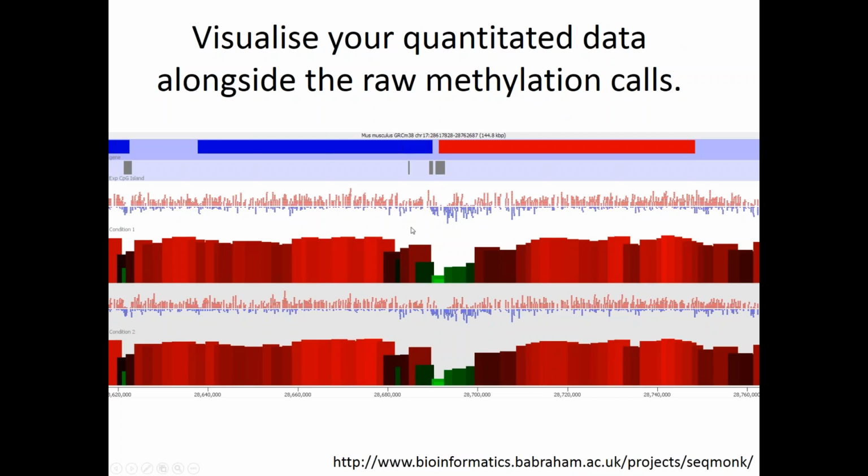So the thing that you should do then is, having quantitated your data, you want to view that alongside the raw data. Okay, so again, if you look at this view, the top part of each of the tracks here are the methylation calls. So remember, the red ones are the methylated ones, the blue ones are the unmethylated ones. And then the bottom bars are the methylation percentage values that we've quantitated over each region.